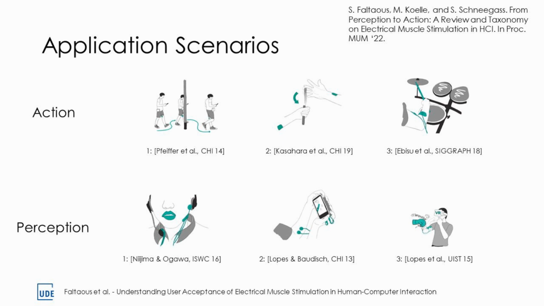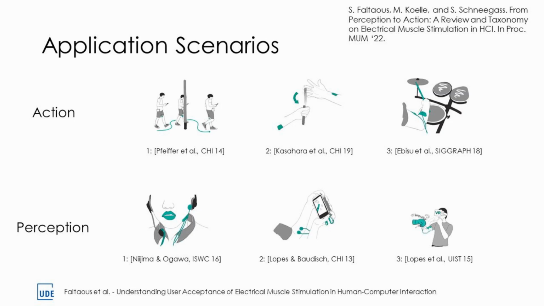First, we had to select 6 application scenarios. We followed the taxonomy of Faltaous and colleagues who differentiated applications between action and perception. For both categories, we picked 3 examples, mainly focusing on the ones with a high citation count and diversity with regards to the application. In the end, we picked for the action manipulation first, the Cruise Control Project by Pfeiffer and colleagues that controls users' walking direction.